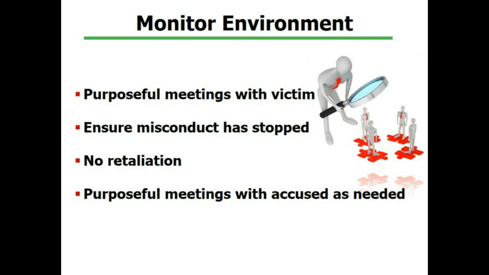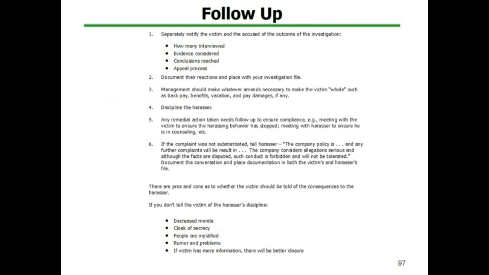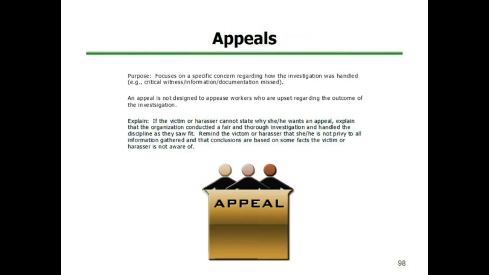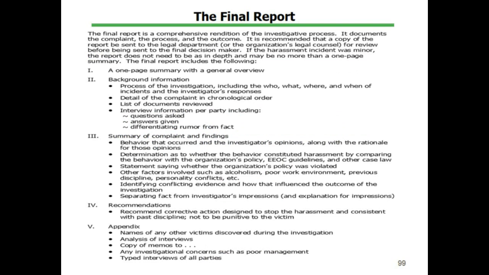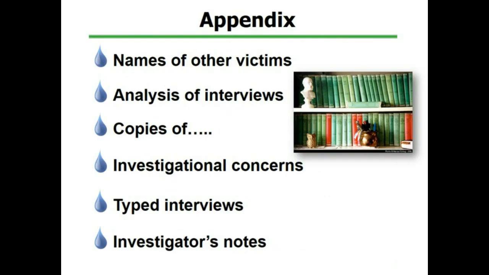Now, this is just a handout of everything we've pretty much talked about. You can have them appeal, but usually an appeal only occurs if there's new evidence. Just because somebody did not like the outcome does not mean that they get to appeal. This is a template for the final report. Like I said, we do a 1-hour webinar on the final report. This is what goes into the appendix, which is the appendix of the whole file.